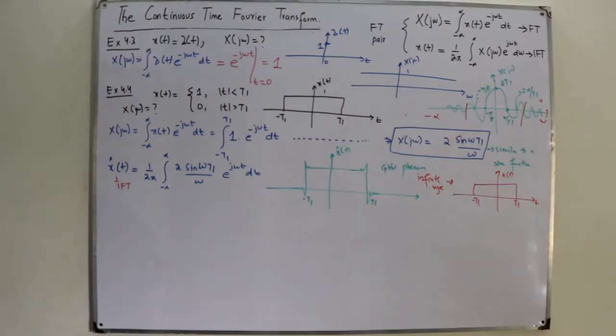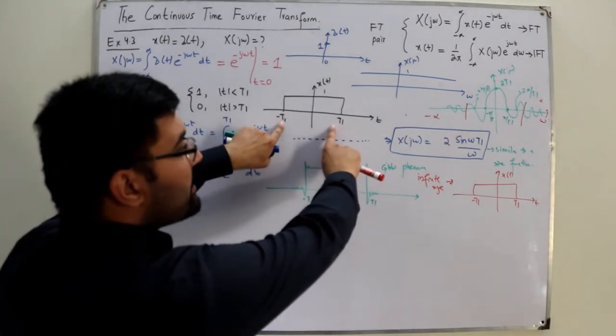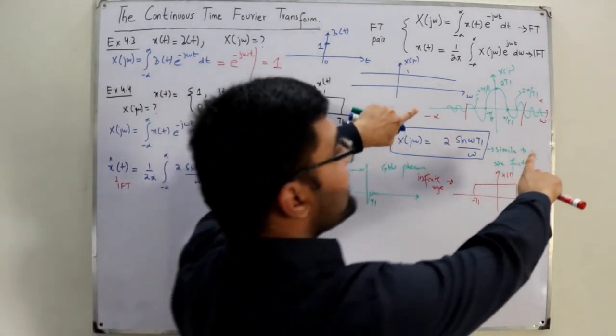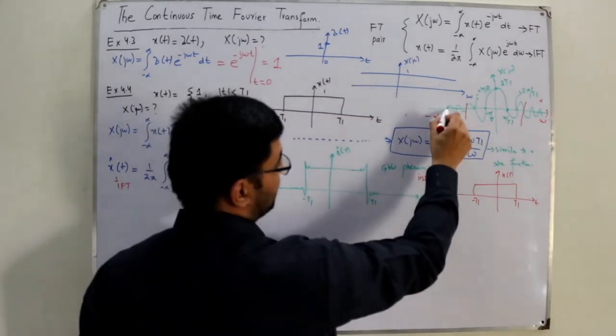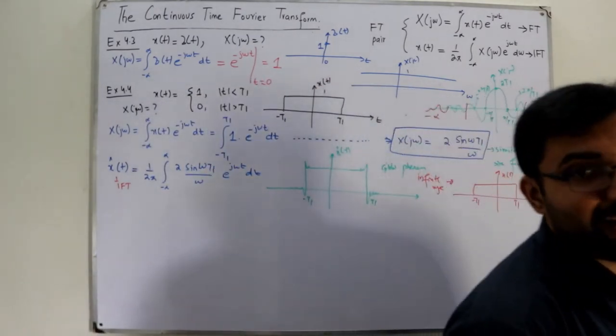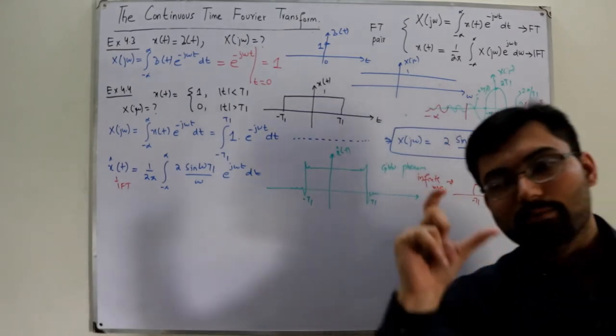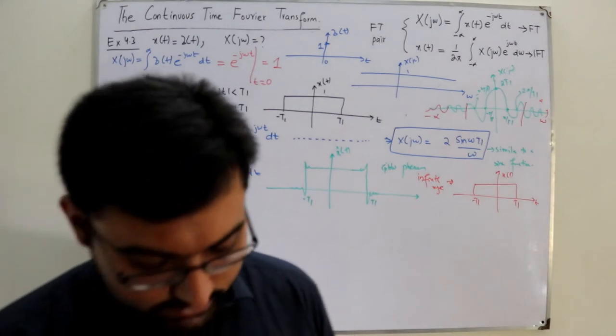So the thing is, anyways, that for a finite duration signal in the time domain, the bandwidth in the frequency domain is infinite, and we can see it from here. These are extending at both the sides, so write it down, please. For a finite duration signal in time domain, the bandwidth in the frequency domain is infinite, and that is it.